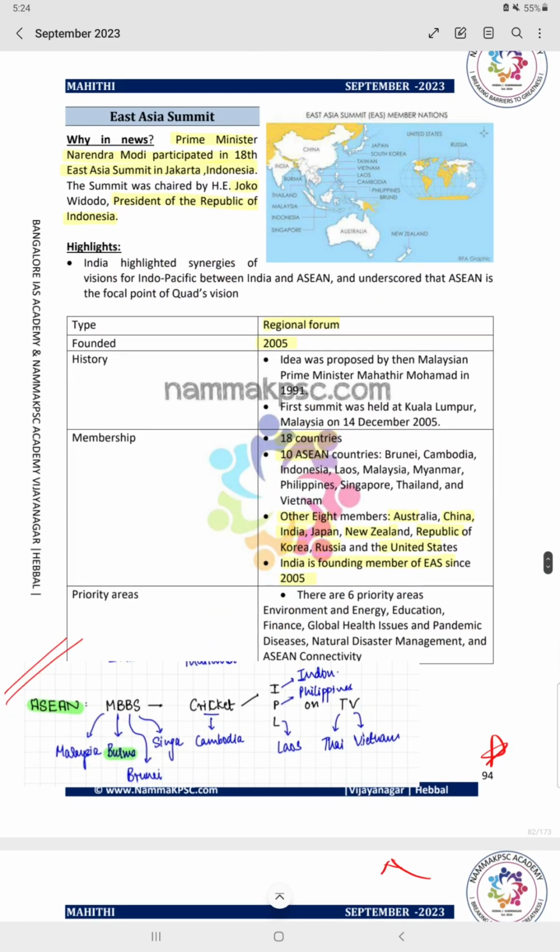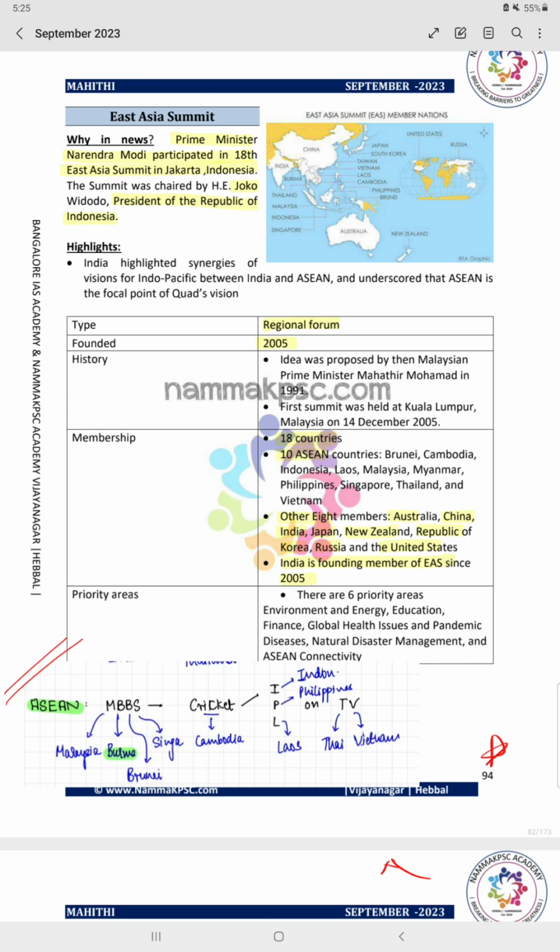Then we have the East Asia Summit. The Prime Minister visited this East Asia Summit, which was held in Jakarta, Indonesia. So what is it? It is a regional forum which was established in the year 2005. What are its members? To understand its membership, there are 10 ASEAN members along with 8 other members of this forum.